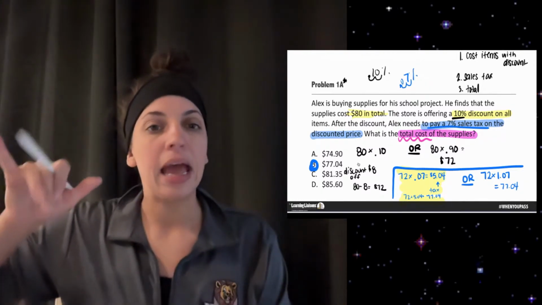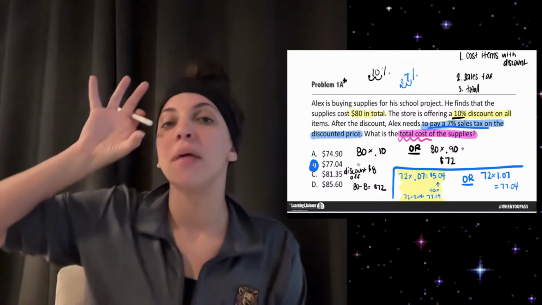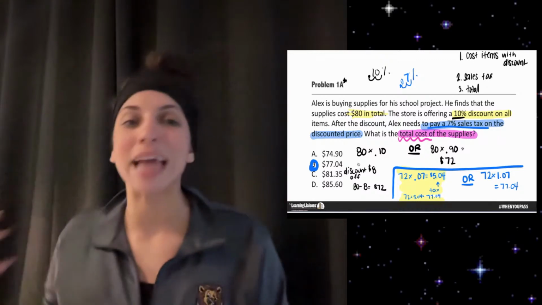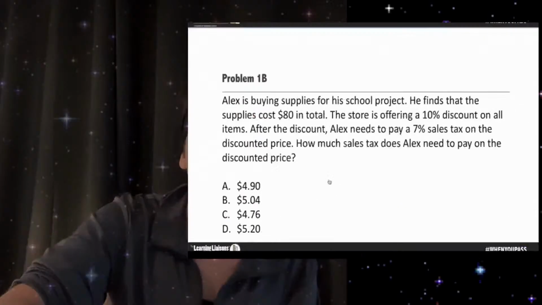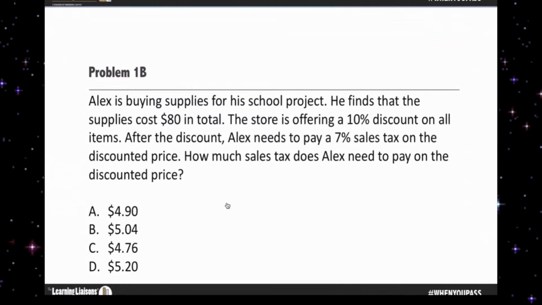So you can see that they can take this same exact problem, this same exact scenario, and just ask a different question. Alex is still buying supplies for his school project. He finds that the supplies still cost $80. The store is offering a 10% discount on all items. After the discount, Alex needs to pay a 7% sales tax. All of that is the same. Question: how much sales tax does Alex need to pay on the discounted price?